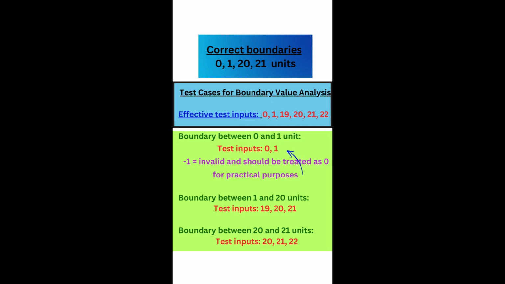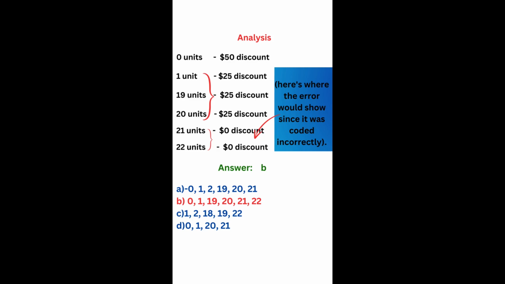Here the correct boundaries are 0, 1, 20, 21 units. Let us write test cases, with the effective test inputs being 0, 1, 19, 20, 21, 22. So, 0 units get $50 discount. 1 unit, 19 units and 20 units get $25 discount. 21 and 22 units get $0 discount.